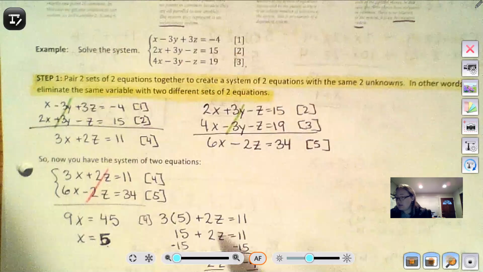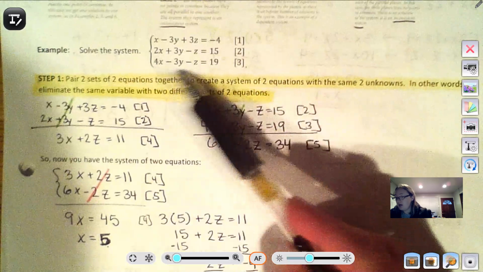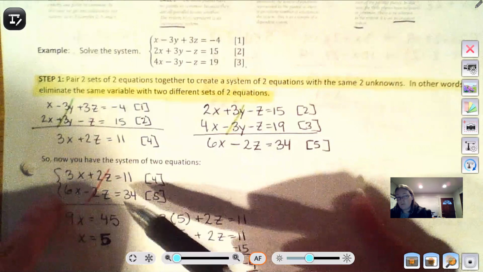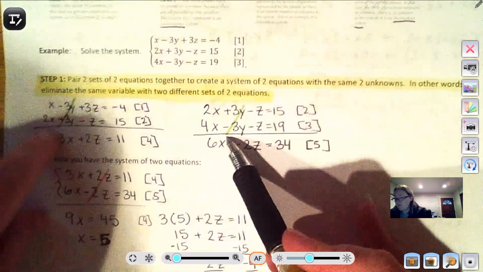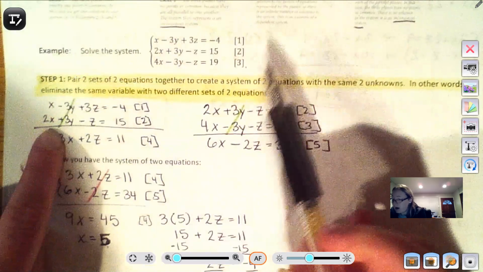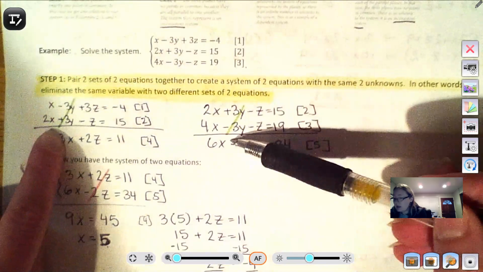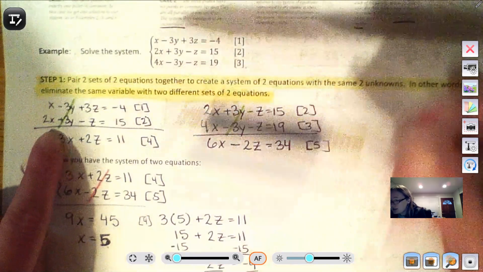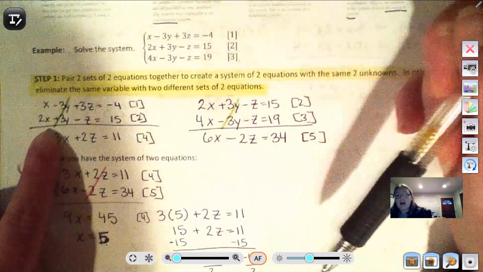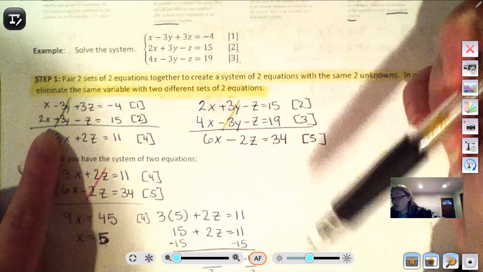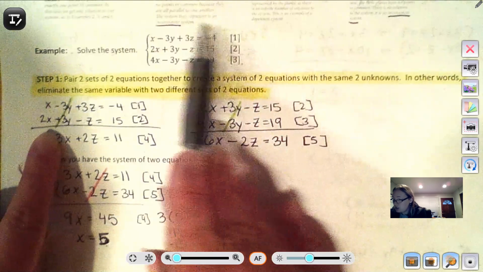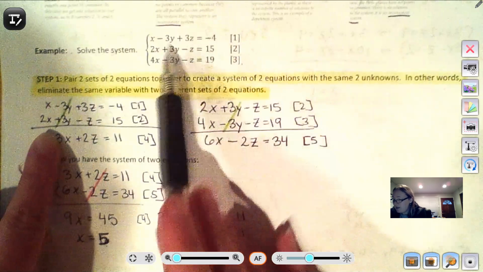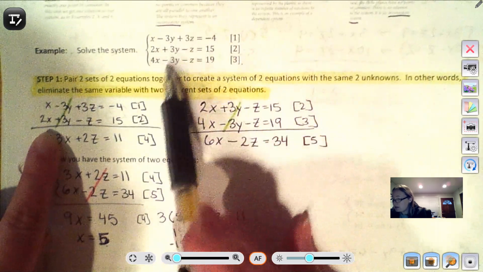So the idea is go from your system of three to a system of two. To get a system of three to a system of two, you have to get rid of the same variable. I chose to get rid of y's in this particular example because they're already opposites here. I didn't have to multiply by anything. So I was being strategic in getting rid of my y's. So I paired up equations 1 and 2 to get rid of those y's, and then 2 and 3 to get rid of the y's.